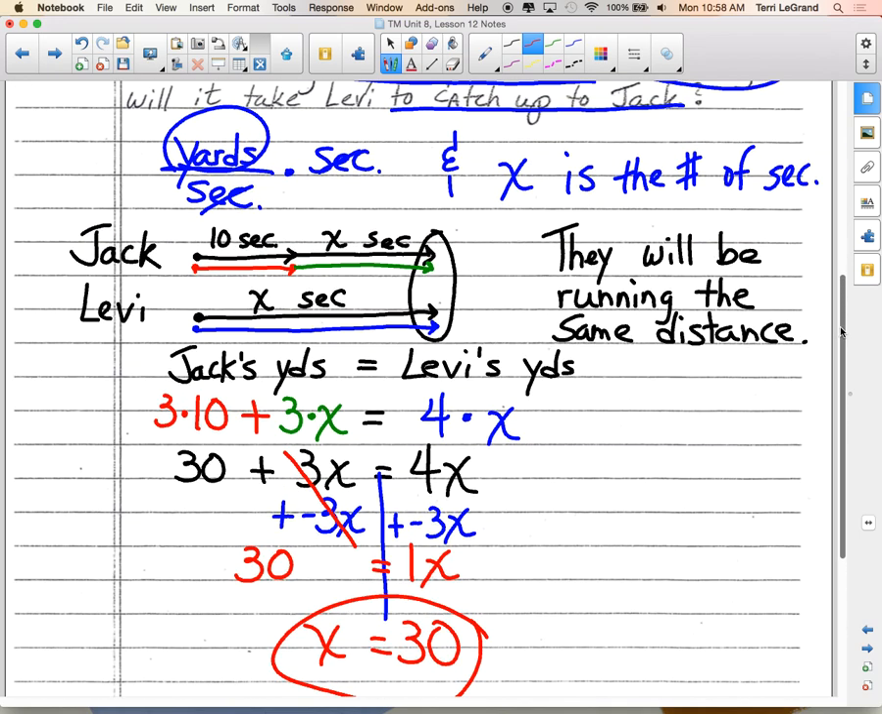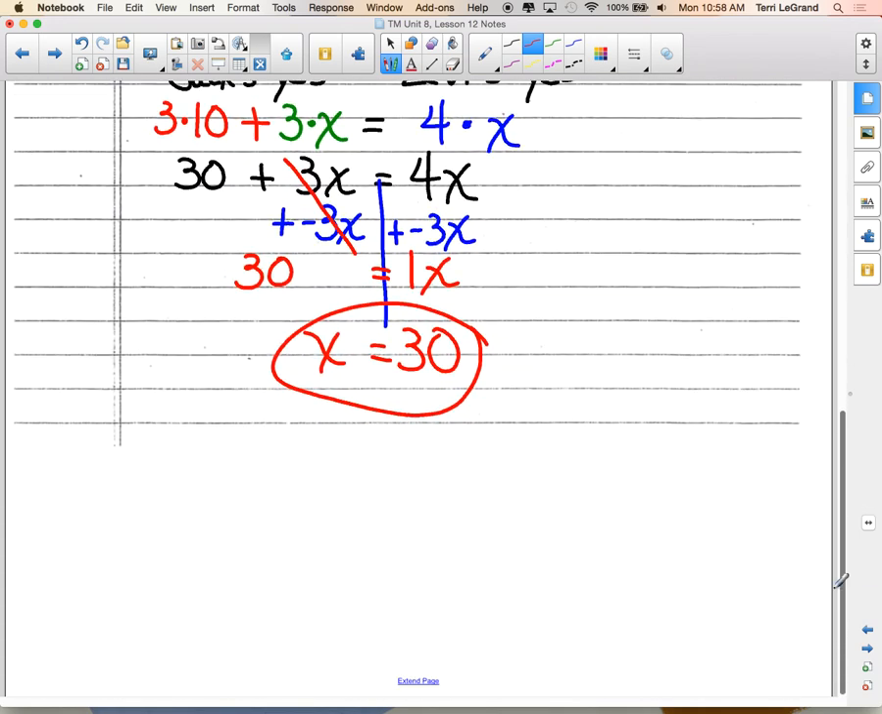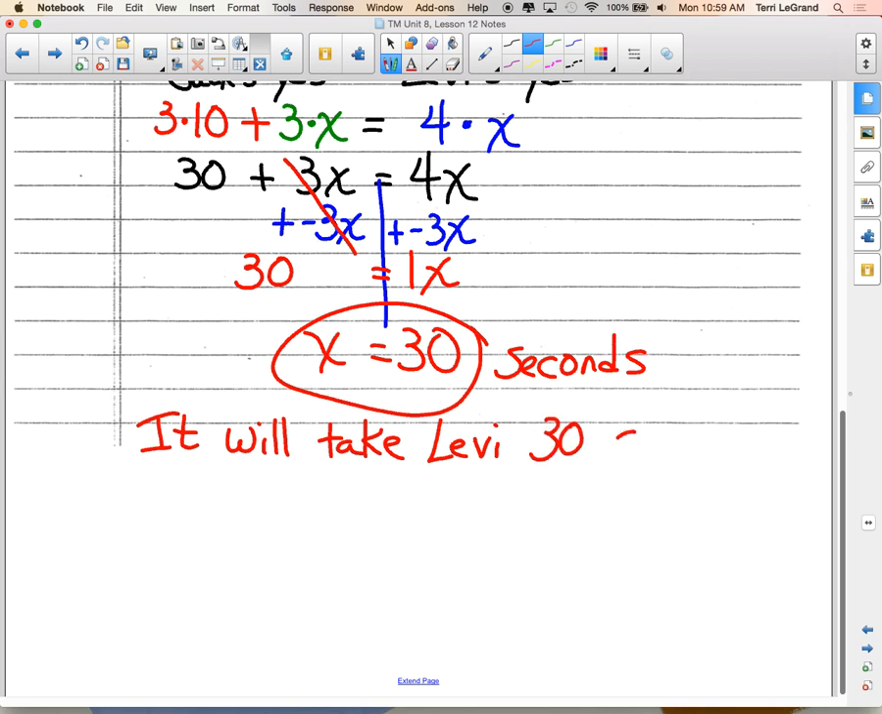Go back up to our x. Is it seconds or yards? Seconds. Okay, so we're ready to write our, what? Sentence. It will take who? Levi. The question was, how long will it take Levi to catch Jack? So it will take Levi 30 seconds to what? To catch up with Jack.